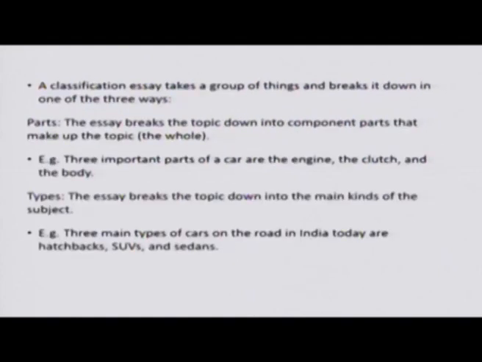So, some examples: a classification essay may take a group of things and break it down in one of the following three ways. Parts: the essay breaks the topic down into component parts that make up the whole. So, an example is here: three important parts of a car are the engine, the clutch and the body. Let us say you are talking about a car or how a car is manufactured. So, then how do you go about it? So, a good way is to divide it into its component parts here and explain each one of it in detail. So, here you are dividing whole into its parts.